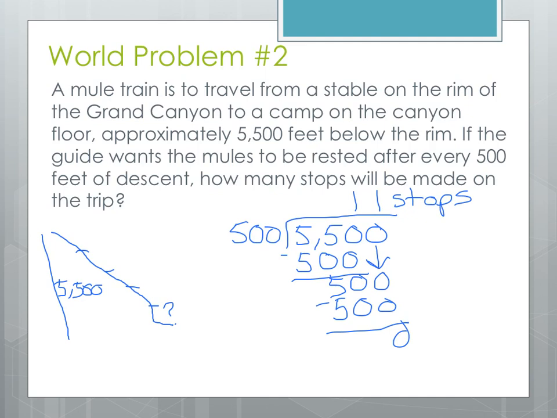during this trip. Make sure you don't think that this is a negative 11. We can't have a negative number of stops. Even though we're descending, we're going to stop a positive number of times.